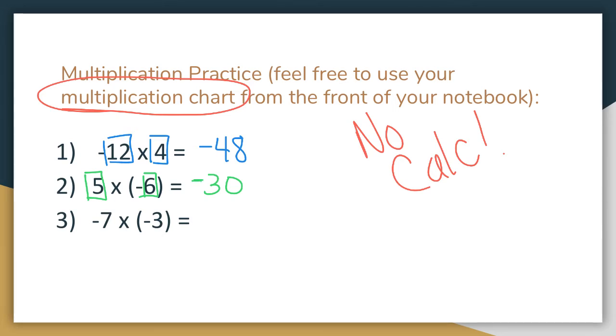And then finally, let's deal with numbers first. 7 times 3 is 21. Now let's look at the signs. They are both negative. If I have the same sign, I will have a positive answer.